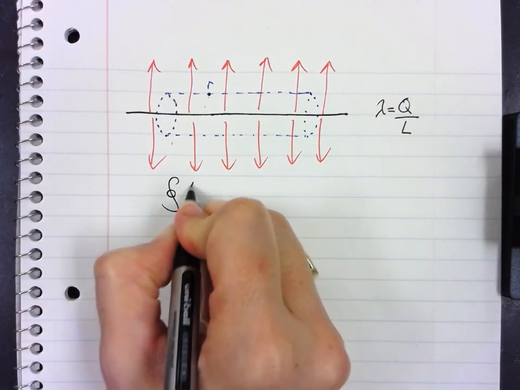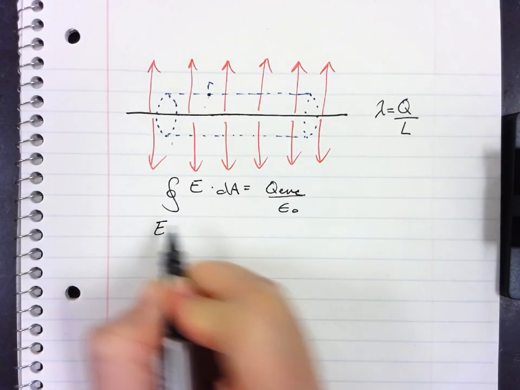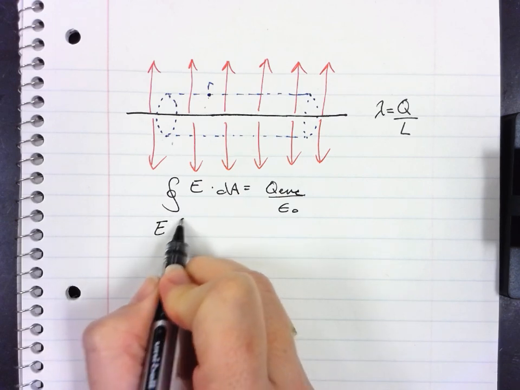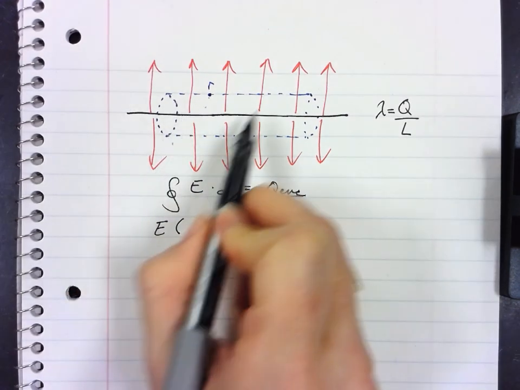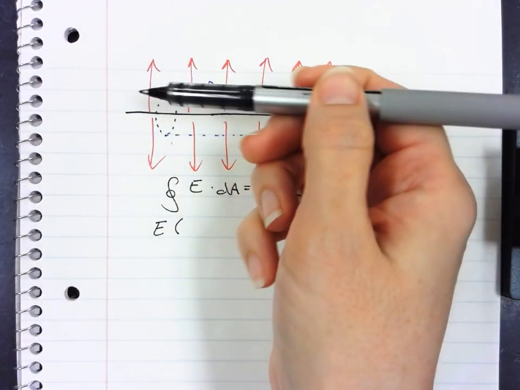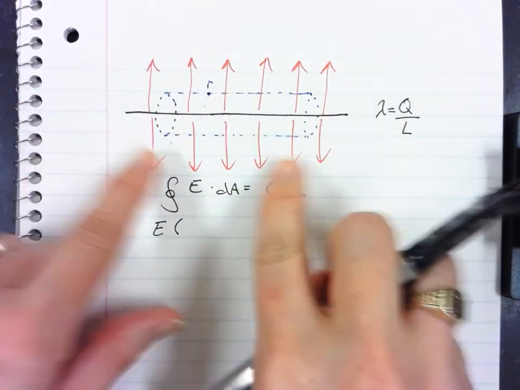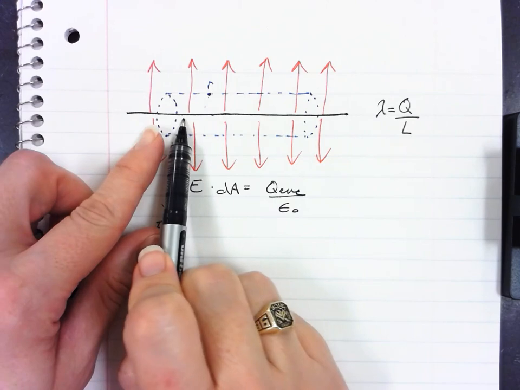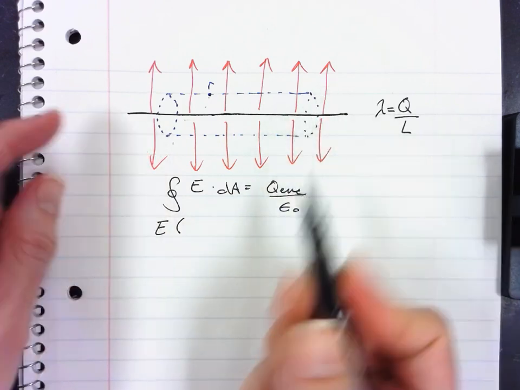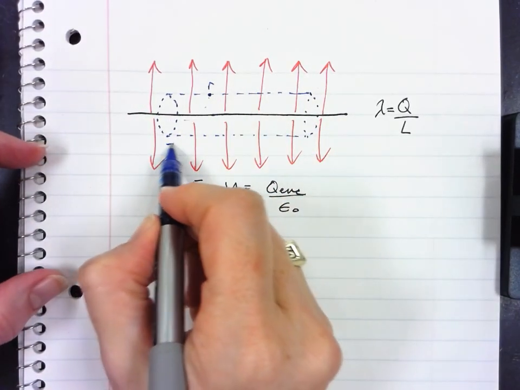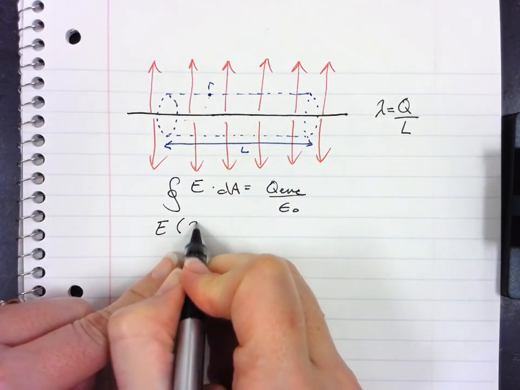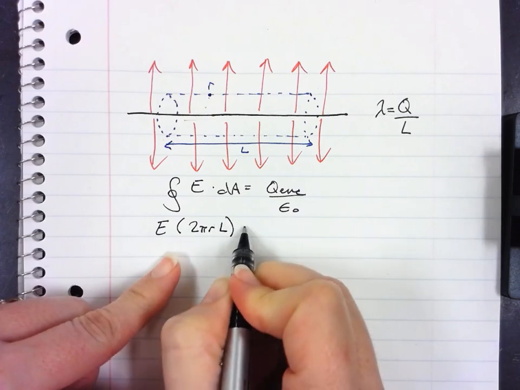So applying E dot dA equals Q enclosed over epsilon naught. On this side, my surface area is the curved surface of the cylinder. We don't have to worry about the end caps because there's no electric flux through them. There's no electric field pointing to the left or right, so we just need the curved surface. The area of this curved surface is the circumference of the bottom times the length. I didn't put length on here, so let's define L. So this is 2 pi r, the circumference, times the length.